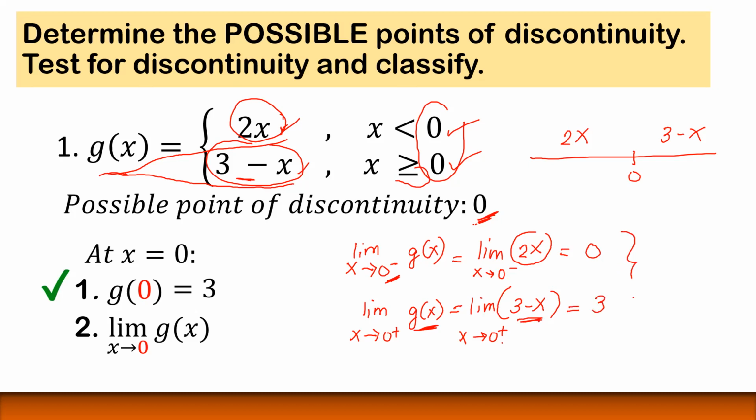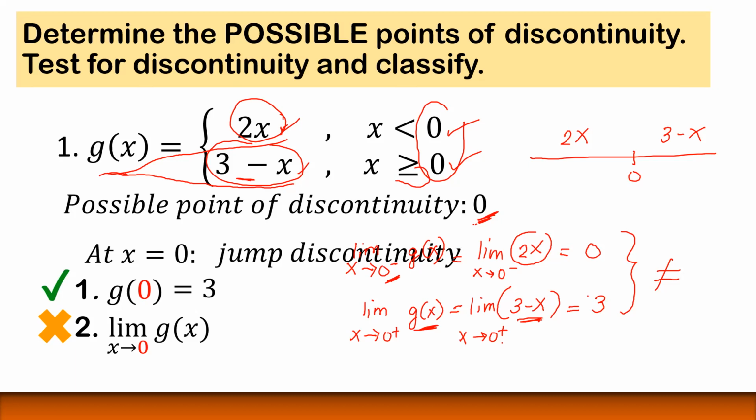So as you can see, these are not equal. Okay, that's why we have an x here. So meron na tayong conclusion, hindi na tayo magpo-proceed sa third condition kasi may hindi na nasatisfy. We have a jump discontinuity at x equals 0.